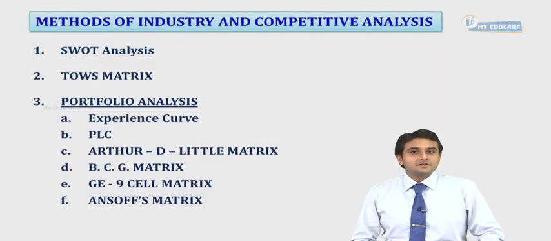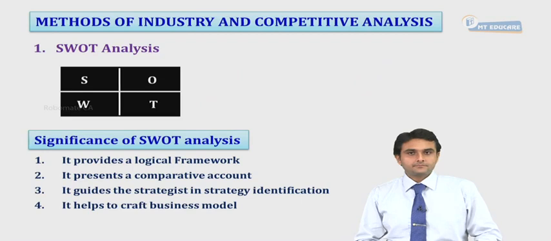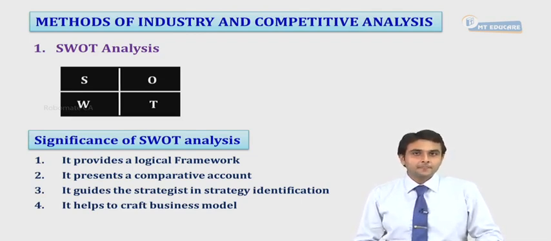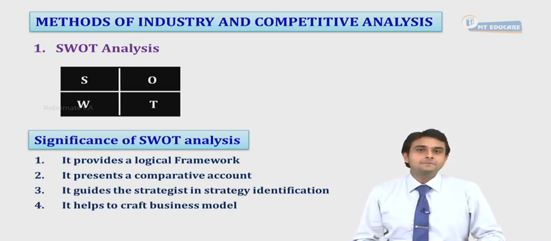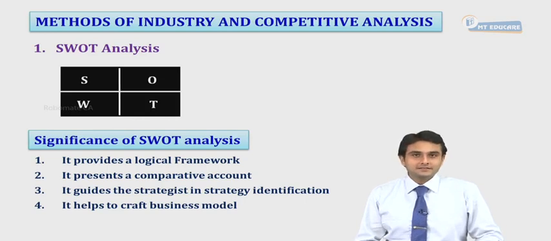There are several other methods of industry and competitive analysis, one of those methods being SWOT analysis. SWOT refers to strengths, weaknesses, opportunities, and threats. So what we need to do is identify our strengths and weaknesses from within the organization, because strengths and weaknesses can be identified and jotted down from analyzing the internal environment of the business, and opportunities and threats can be identified from the external environment of the business. We have studied this in chapter 1.